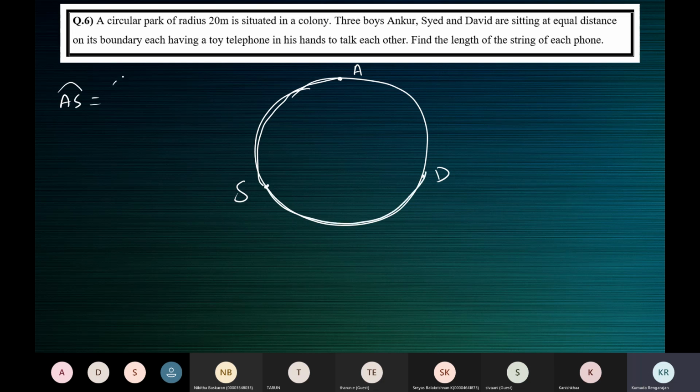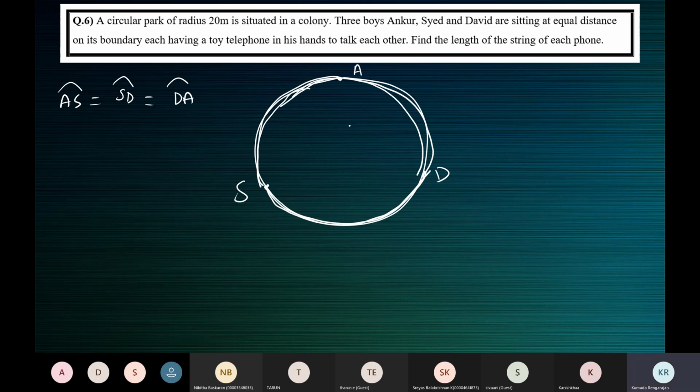The length of the arc SD is equal to the length of the arc DA. That's what is given to us. They're sitting at equal distance on its boundary. So supposing the circumference is equal to 30 meters, then the length of the arc AS is 10 meters, the length of the arc SD is 10 meters, and the length of the arc AD is also 10 meters.